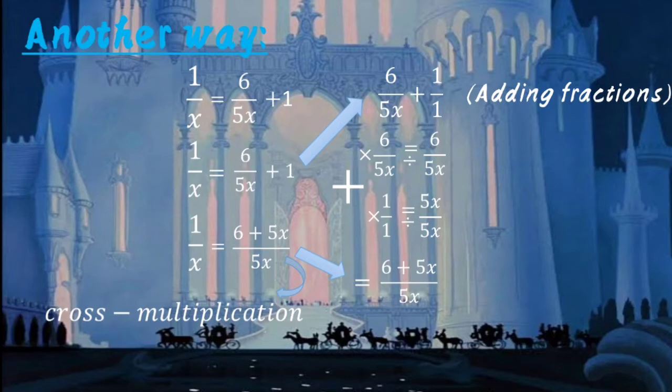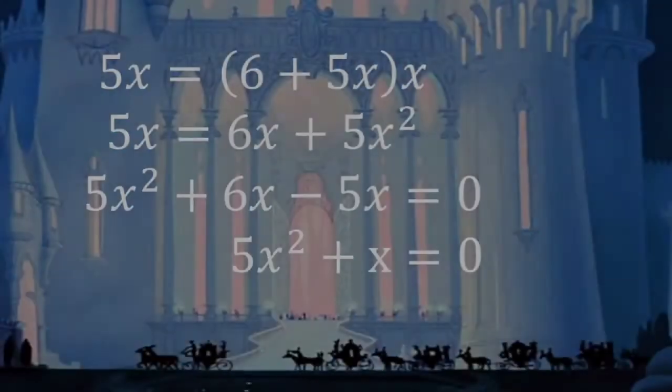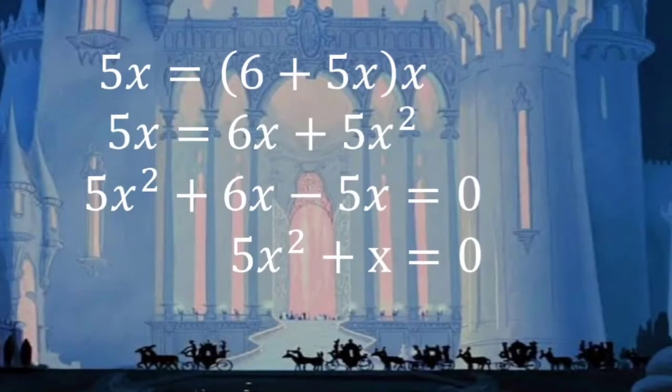Then apply cross multiplication in the equation 1 over x equals 6 plus 5x over 5x. The result would be 5x equals the quantity of 6 plus 5x times x. To solve this, just copy 5x and the equal sign, apply the distributive property, so positive 6 times positive x is 6x, and positive 5x times positive x is positive 5x squared, resulting in a quadratic equation.